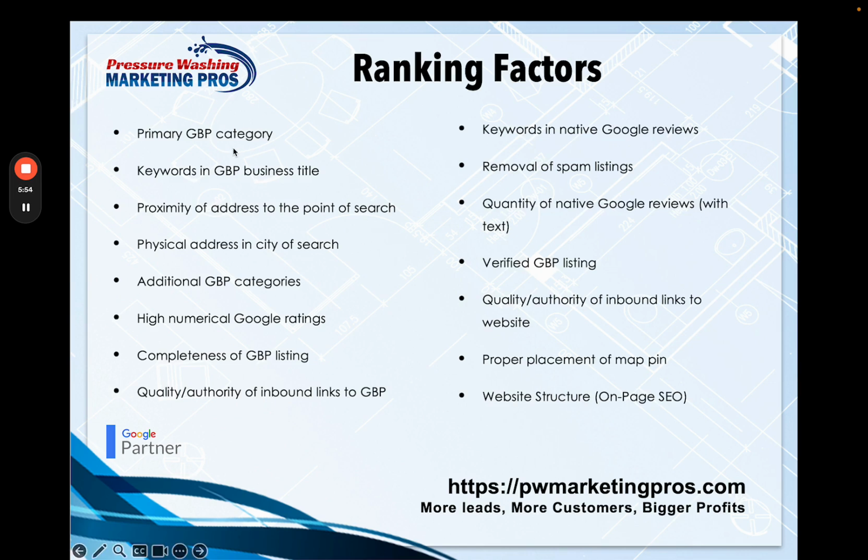So you have the primary Google Business category. You have the keyword in business title. What keyword in the Google Business Profile business title means is, like, if there was a company called Roof Cleaning of Tampa, then it's very easy for them to rank in the Google Business Profile because their name is an actual keyword, like Roof Cleaning of Tampa.